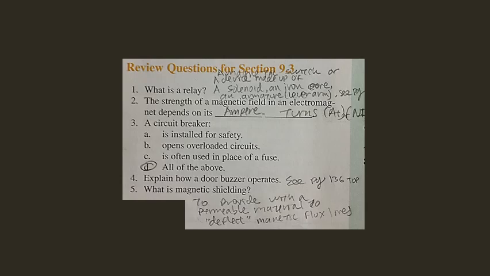Question 5. What is magnetic shielding? Magnetic shielding provides a permeable material to deflect magnetic flux lines.